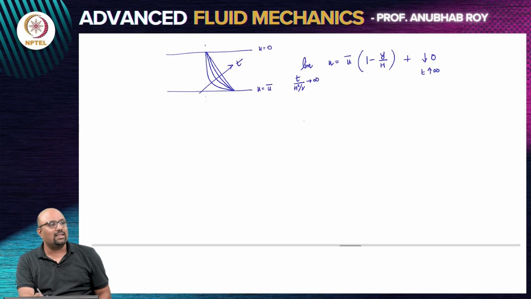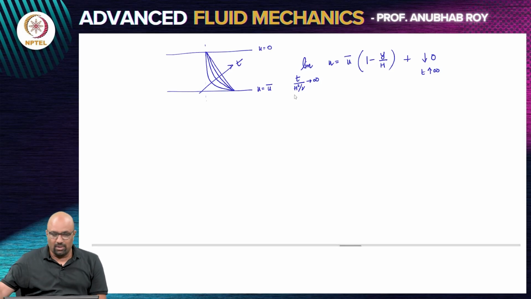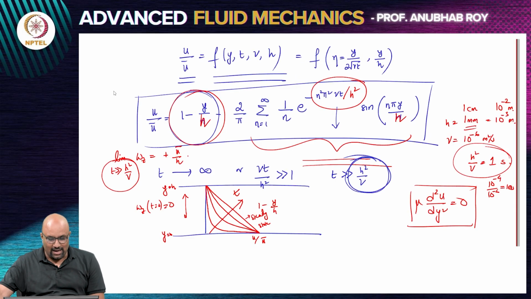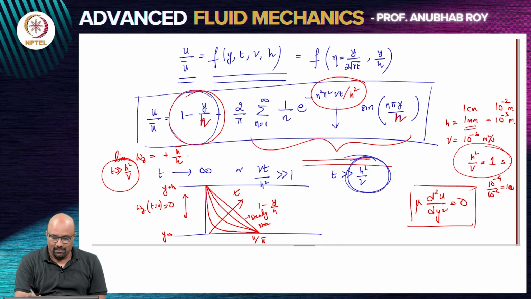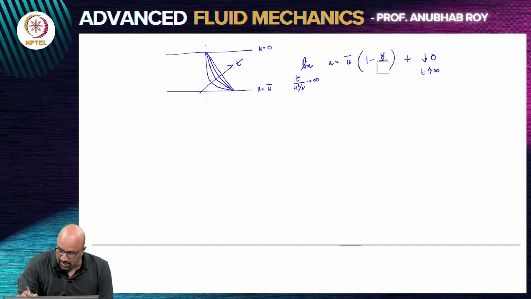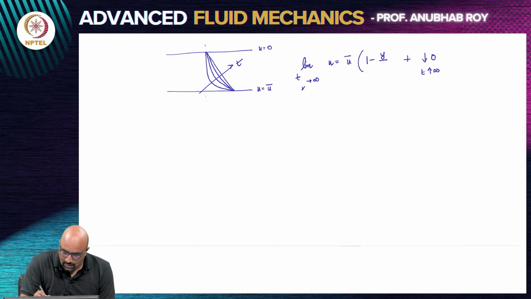Rather than saying that the dimensional time approaches infinity, it is more important to think in terms of a non-dimensional time, where time much larger than a viscous diffusion time scale given by the width of the two plates is when you are going to achieve, or look at, steady state. I have been using small h again, so let me just correct that. So t divided by h square by nu.